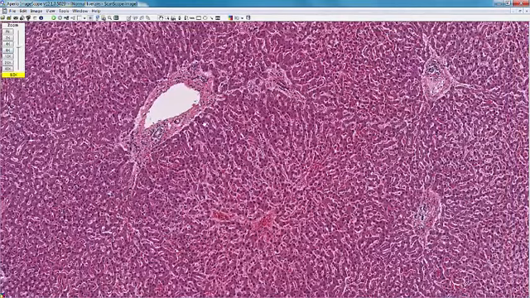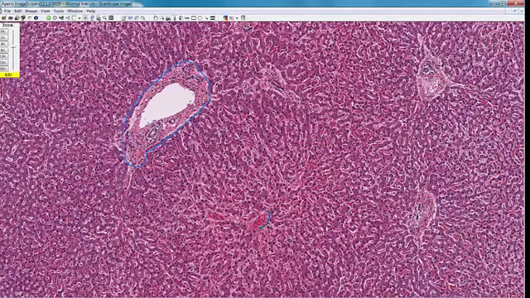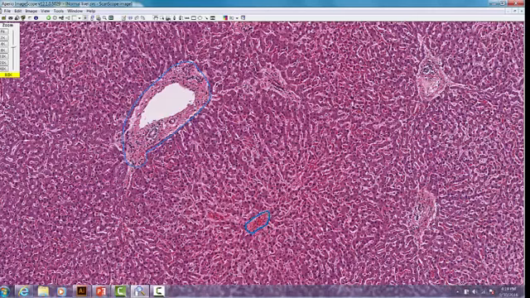First, I am going to outline the portal tract with my pen. Now I am going to outline the central vein. All the other regions correspond to the lobules. Let's look at the structures inside the portal tract.